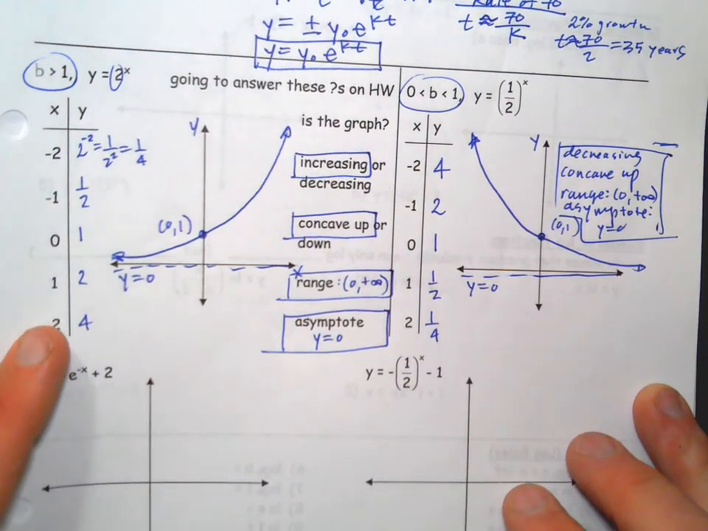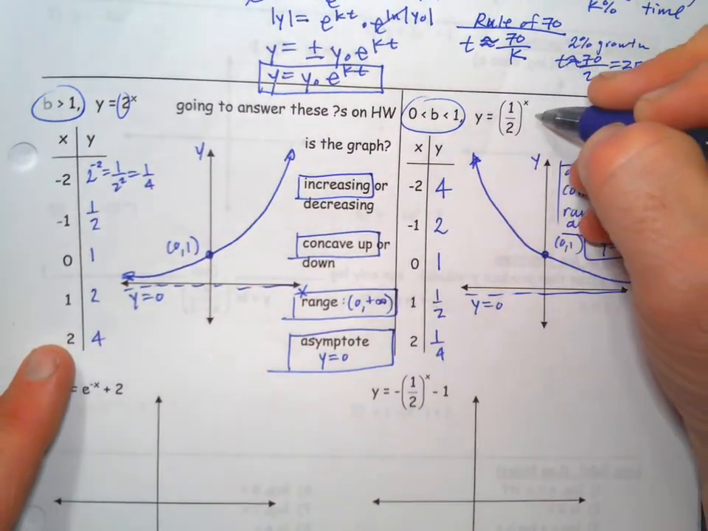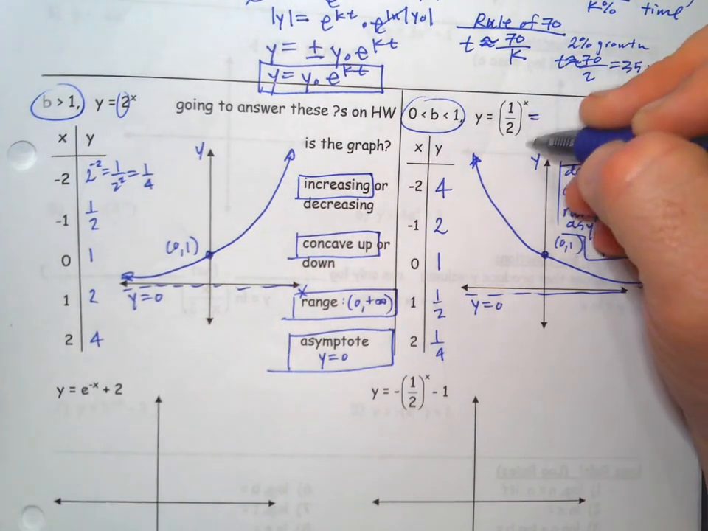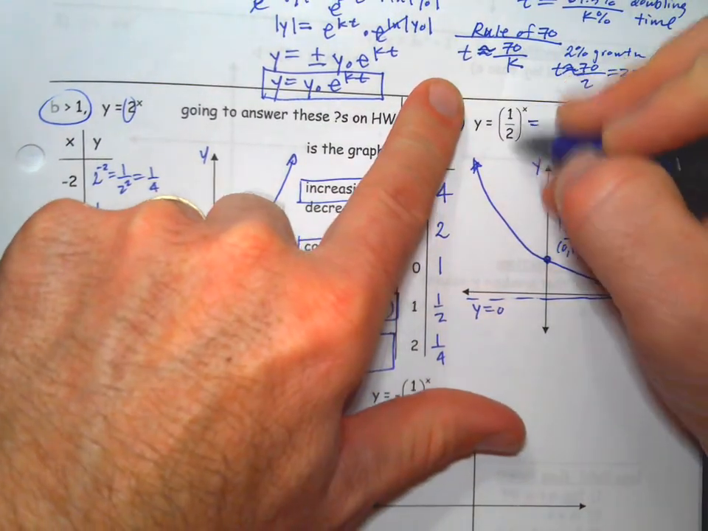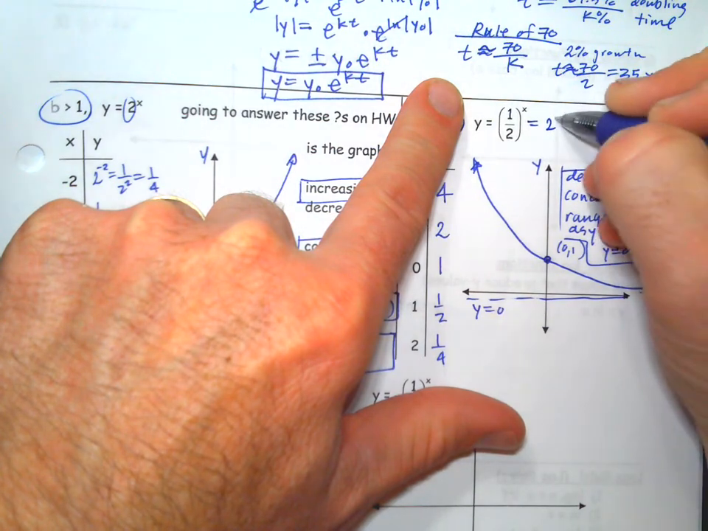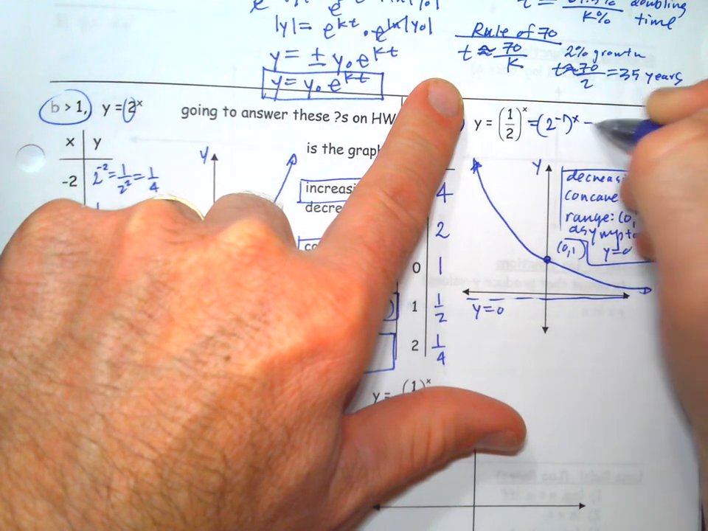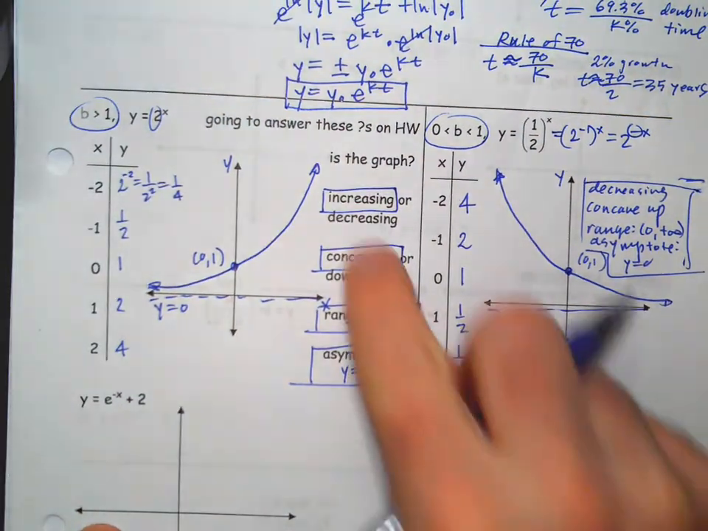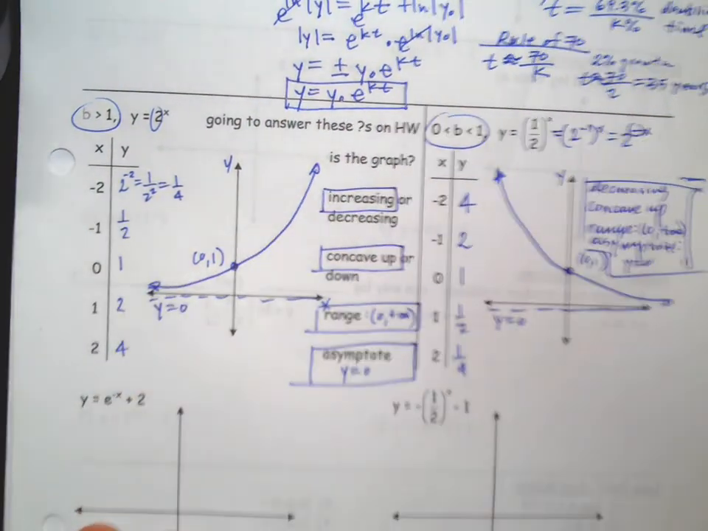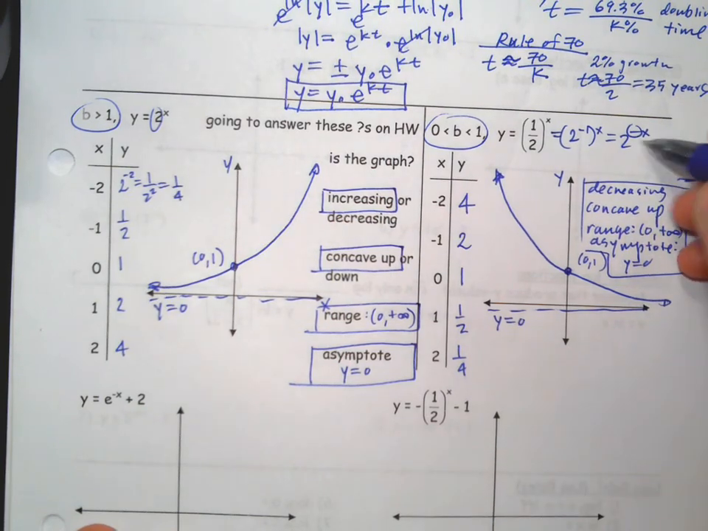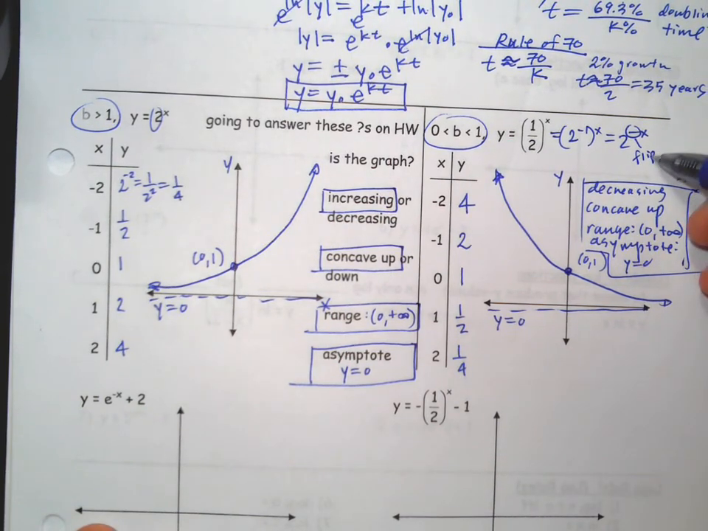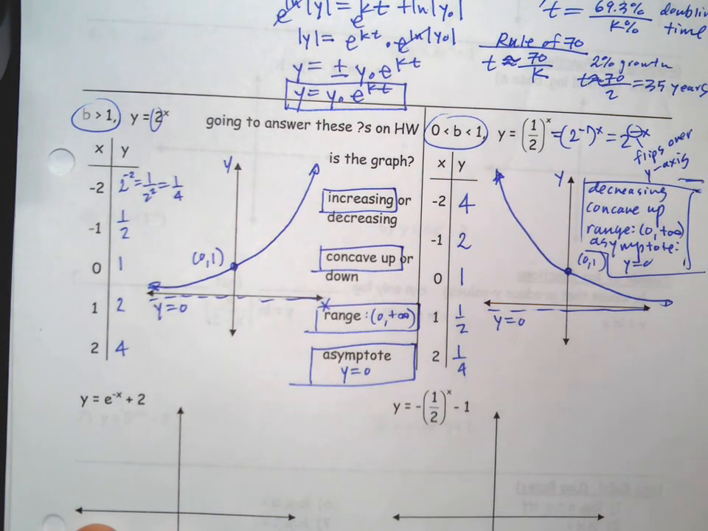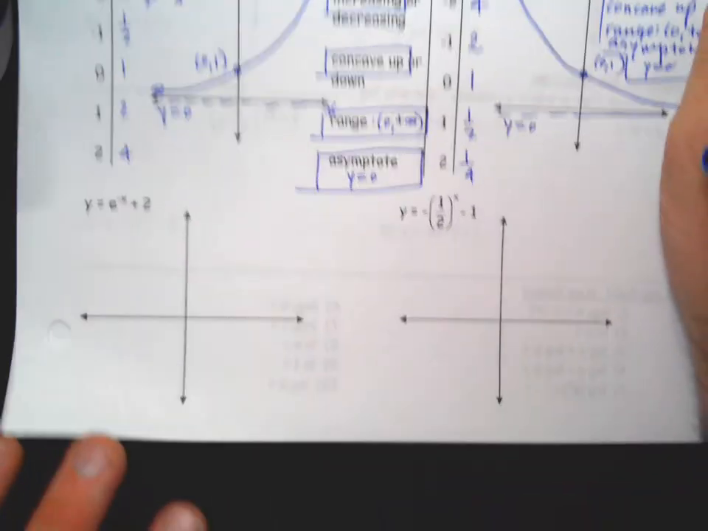Now here's the way I like to deal with these. Instead of trying to remember, oh, if it's a fraction, it does this, I think of 1/2, and I think, well, that's 2 to the negative 1, which is 2 to the negative x. And guess what a negative inside a function does? It flips it across the y-axis, and you get that graph, right? I like to use that because that's something you should already know. So it kind of cuts down on stuff.